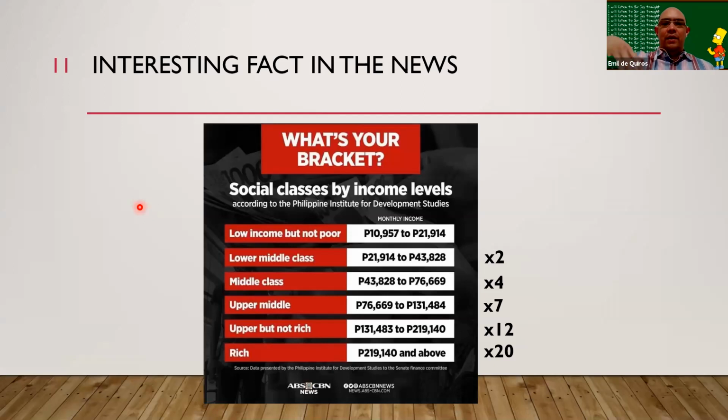So they're saying basically if you're above the poverty line, you're low income, up to ×2. So you're lower middle class if your income, this is a family of 5 by the way, for a month, is ×2 of the poverty threshold. If it's ×4 of the poverty threshold, your family is middle class. So that's the core middle class. If it's ×7, then it's upper middle class. If it's ×12, upper but not rich, and then ×20 or above, you're rich. So that's how they broke it.